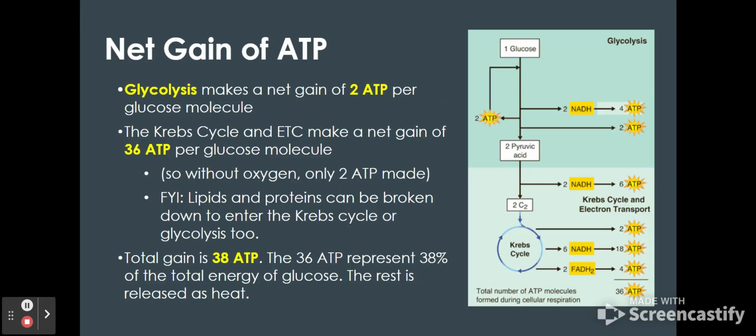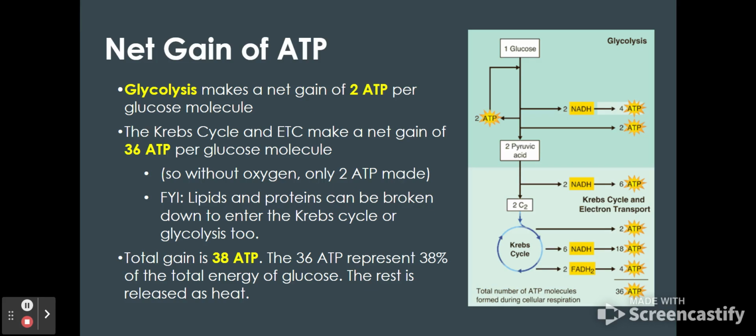So basically the end goal of this: glycolysis makes a net gain of 2 ATP per glucose molecule. The Krebs cycle and the ETC make a net gain of 36 ATP per glucose molecule. So without oxygen, only 2 ATP were made. And lipids and proteins, by the way, can be broken down to enter the Krebs cycle and glycolysis too, in a pinch, if it's an emergency.